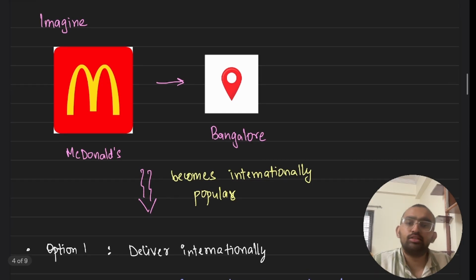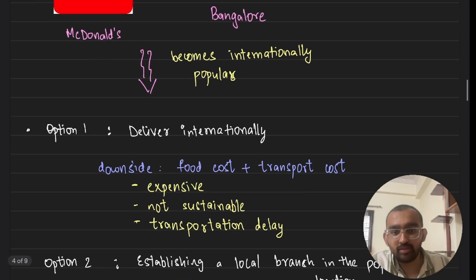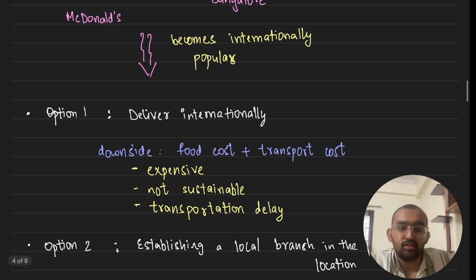Let's go with another example. Imagine McDonald's has opened its first ever branch in Bangalore and it's serving burgers and fries and people are loving it, and suddenly it becomes internationally popular. So how would you deliver these food items internationally? There are two options, right? Say the first option would be delivering internationally.